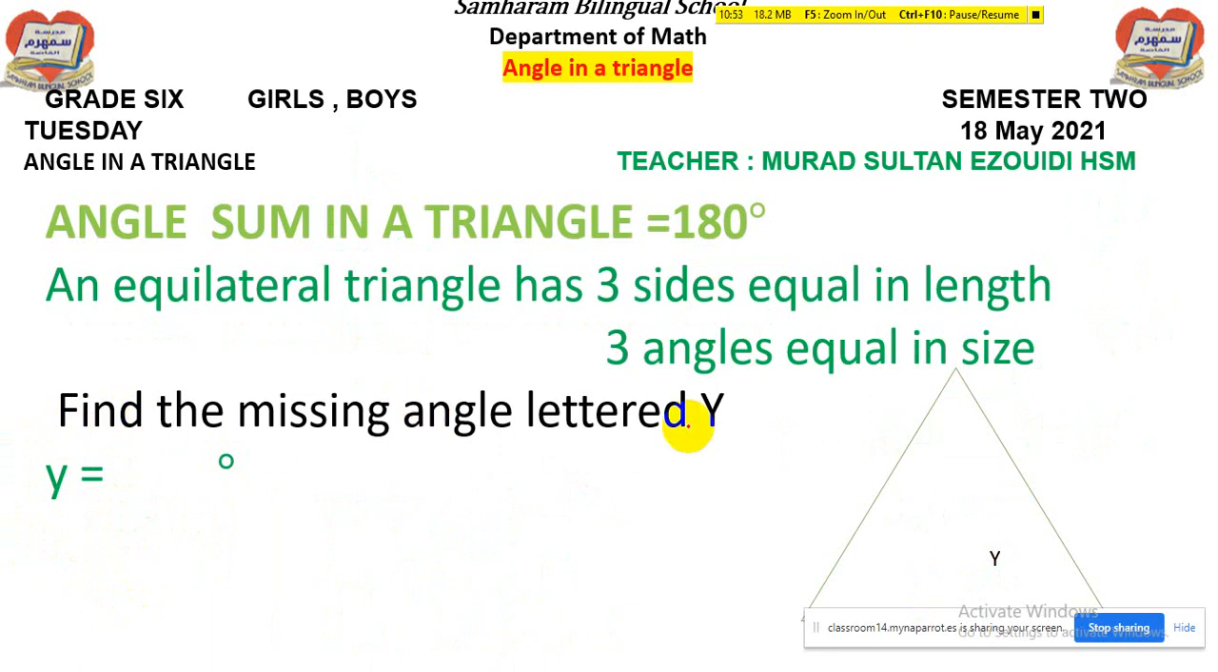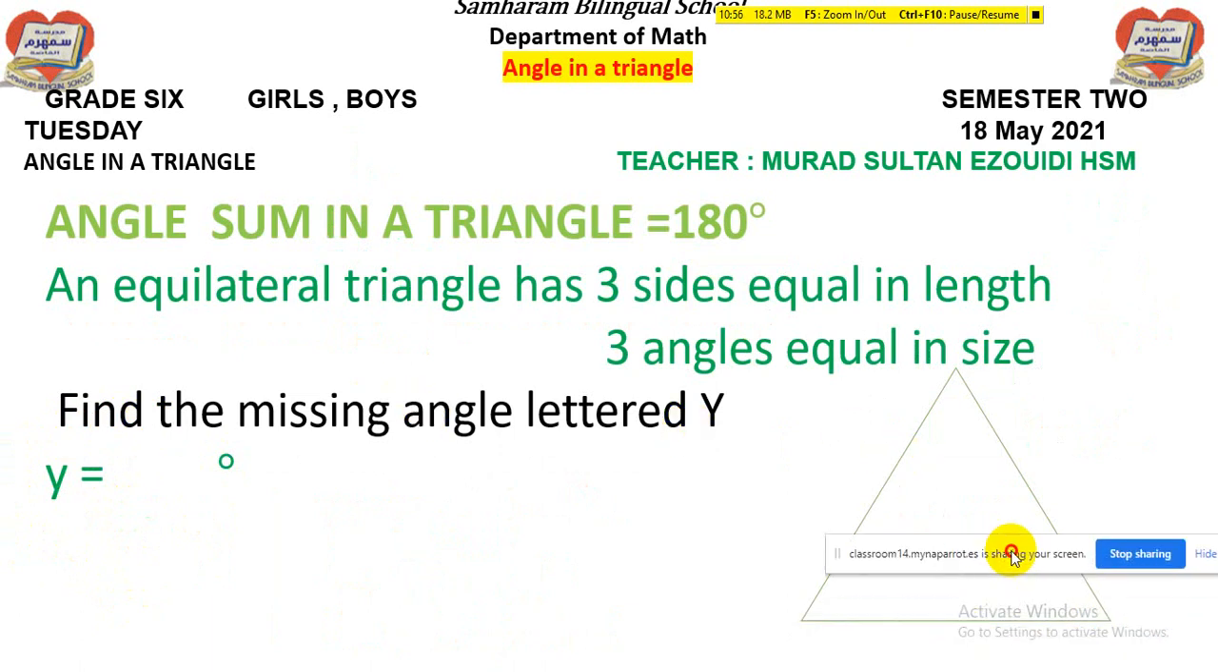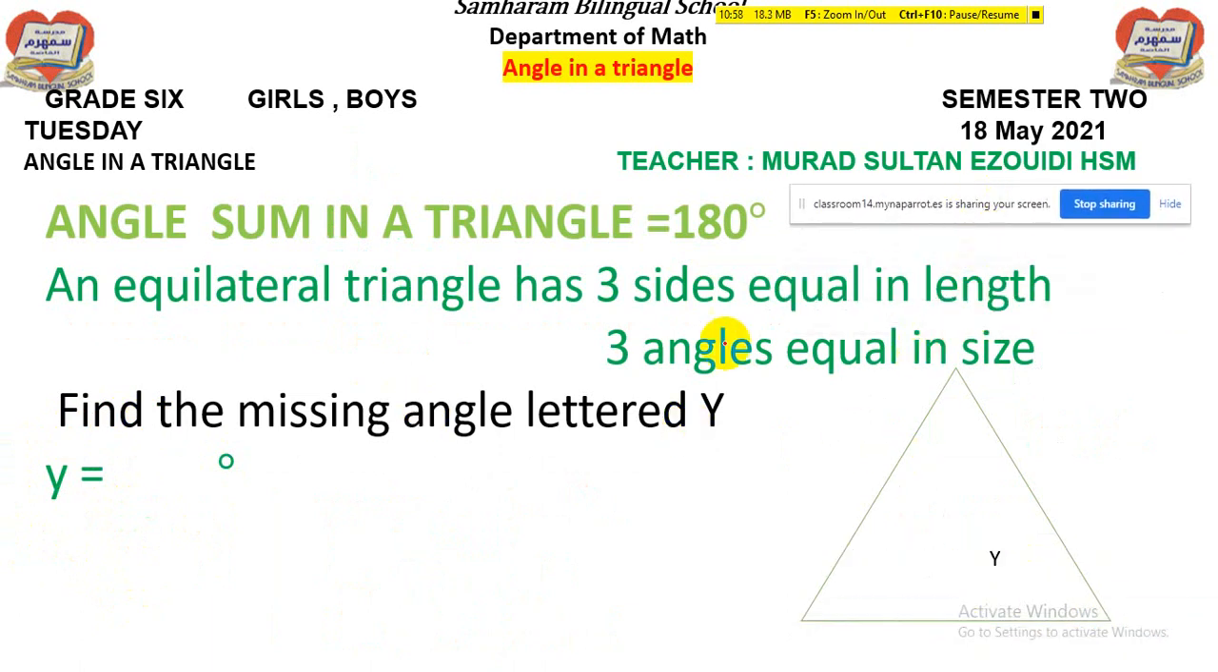Here we have another triangle. Okay. Angle sum in a triangle. This is a fact, my learners. Angle sum in a triangle is 180 degrees. Don't forget about that. Okay, this one you can see is an equilateral triangle. Why? Because it has 3 sides equal in length and 3 interior angles, or just three angles, which are equal in size.